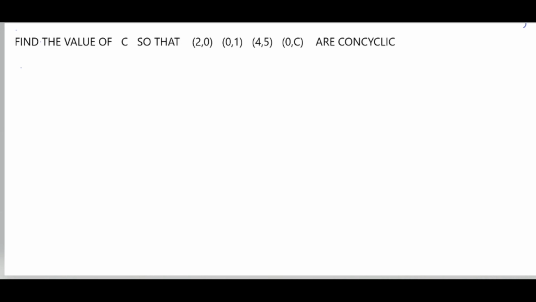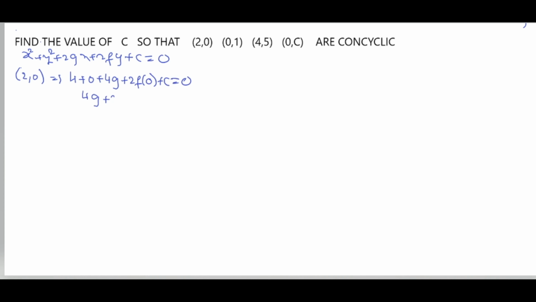Find the value of c. Show that the points 2 comma 0, 0 comma 1, 4 comma 5 are concyclic points. First we take the general equation of the circle, that is x square plus y square plus 2gx plus 2fy plus c is equal to 0. Substituting 2 comma 0 in this equation, that is 4 plus 0, so 4g plus 2f into 0 plus c is equal to 0. 4g plus c plus 4 is equal to 0. This is the first equation.